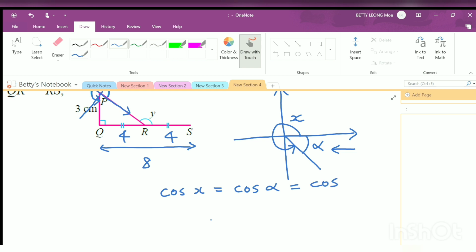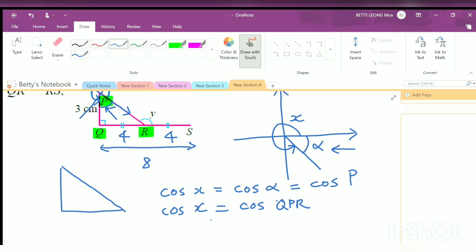The angle, if you look at it, is here, P. Or you can also write cos x using the letters here: cos Q P R. So cos x is actually cos Q P R. You can see that you have a right angle triangle, this is your P Q R, and you have here 3 and here is 4, and this is 90 degrees.